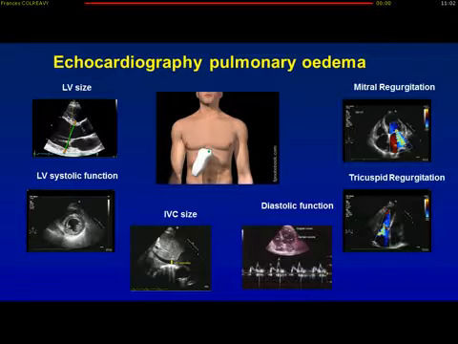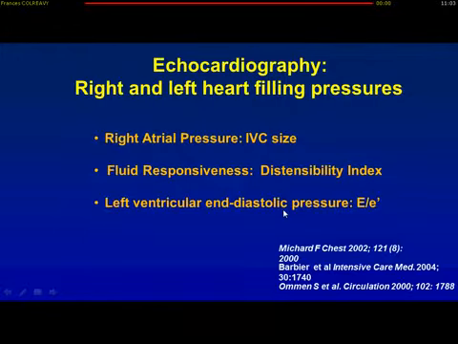Echocardiography is incredibly useful for defining cardiac structure that can be associated with pulmonary edema in terms of myopathies, LV size, in terms of function, in terms of valvular lesions, and also for estimating filling pressures on the left side of the heart using Doppler echocardiography across the mitral valve or tissue Doppler at the mitral valve annulus, and the size of the inferior vena cava. And you can estimate right and left-sided filling pressures by echocardiography. As I said, IVC size is used as an estimate of right atrial pressure, and left ventricular end diastolic pressure.